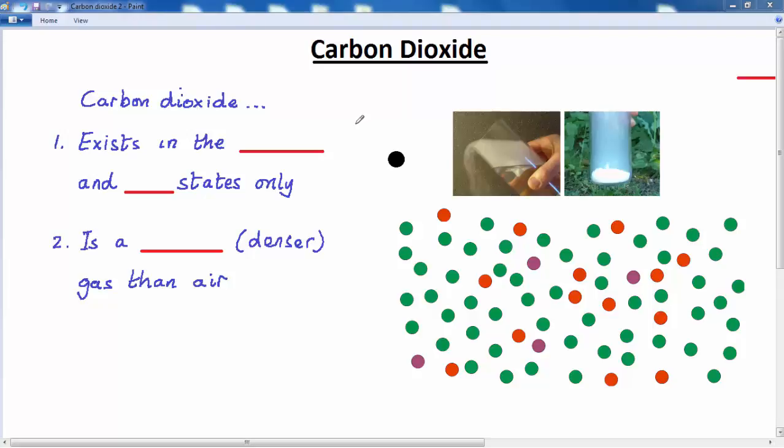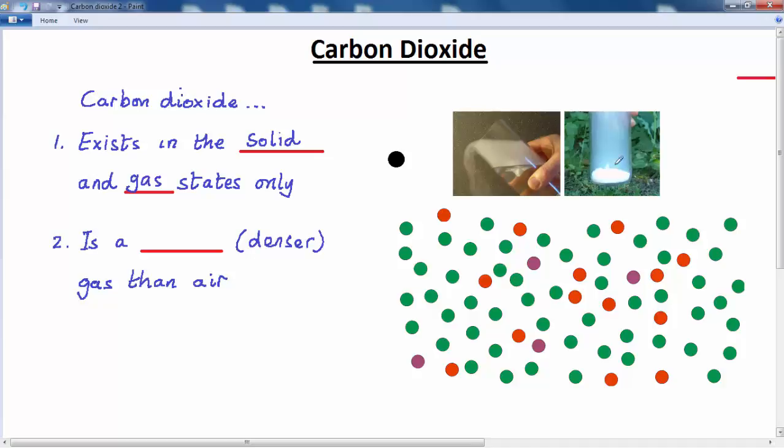In the next two lessons, we're going to look at the gas carbon dioxide. First of all, we're going to look at some of its properties and characteristics, and in the next lesson, we're going to have a look at the impact that it's having on the environment. So one of the curious things about carbon dioxide, unlike other gases, is that it only exists in two states. As I say, it exists in the solid and in the gas state only. It doesn't exist in the liquid state.